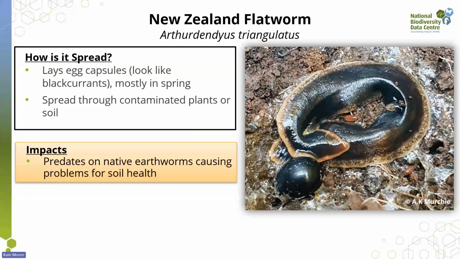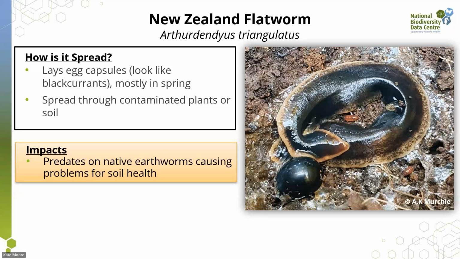So how does this spread? Well, it lays egg capsules, which actually look like blackcurrants, and these are mainly produced in springtime. And the flatworm can be spread through contaminated plants or within soil. And unfortunately, the New Zealand flatworm is known to prey on our native earthworms, which has a knock-on impact for soil health.